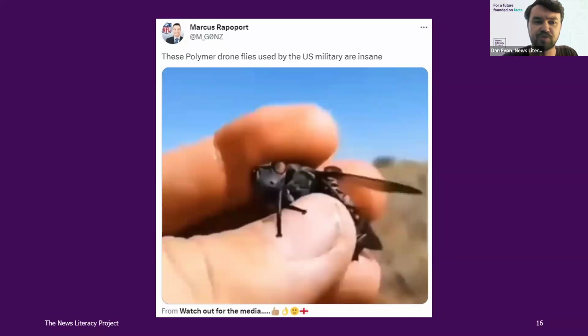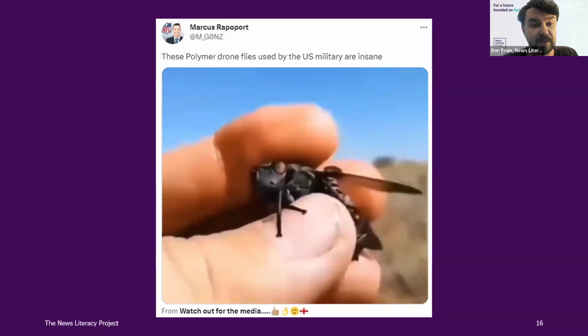Someone is claiming that it's a drone fly used by the US military. Now, there's nothing in that video that suggests that it's a drone. There's not any inclusion of someone using a remote. There's not video of them being manufactured. There's no show of mechanics. There's no show of like the screen that you might see. There's no news articles. There's nothing that indicates that this is a drone.